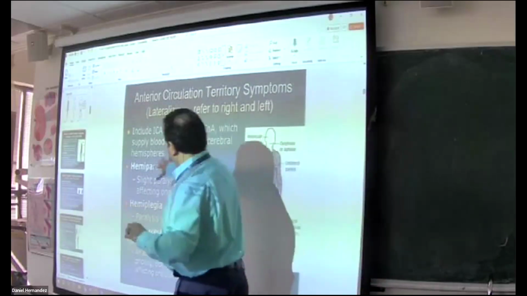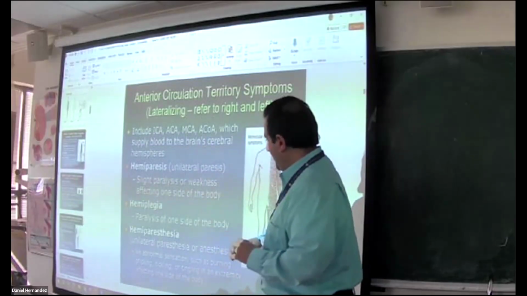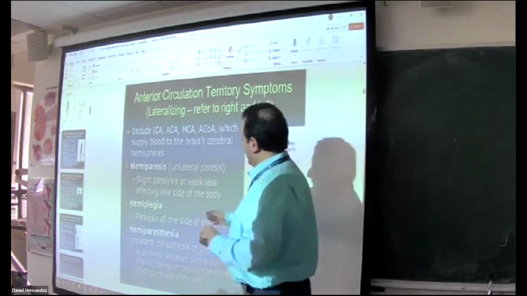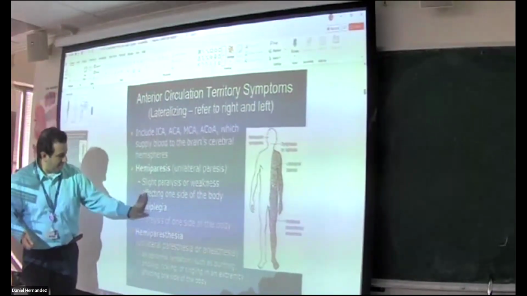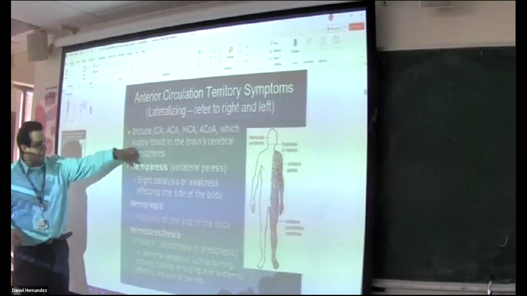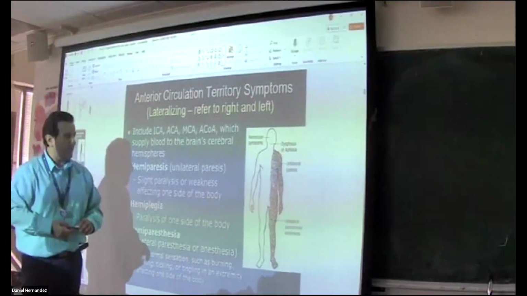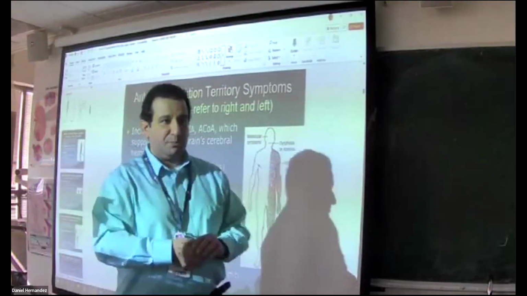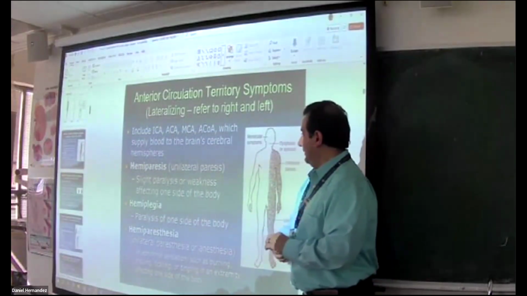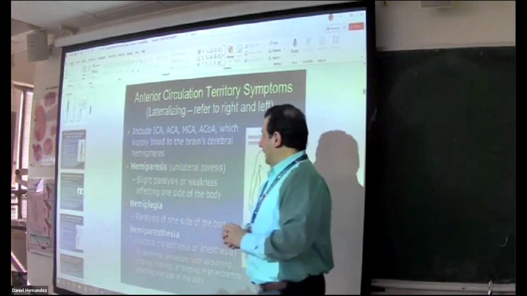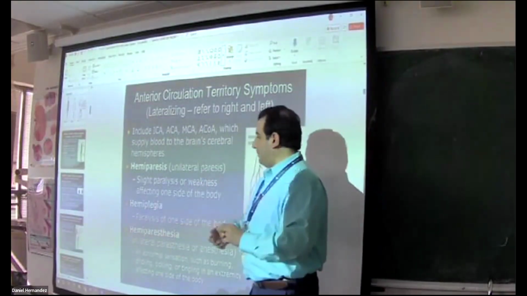So all these symptoms here, hemiparesis, hemiplegia, hemiparesthesia. So the symptom is that paresis, plegia. The hemi is just referring to one hemisphere or one side of the body. So we refer to these symptoms as being unilateral because they only affect one side of the body. So paresis is a slight paralysis or weakness.